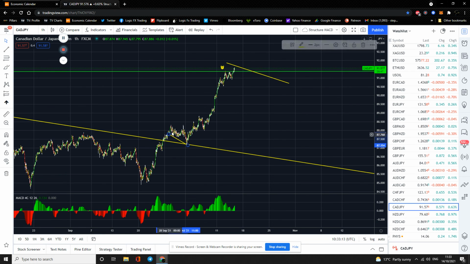CAD yen. Looks like an ending diagonal. There's your divergence. I know they've got that little spike in the end there, guys. This could well correct, so I wouldn't be trying to trade that. If it were to give us a correction and everything else stayed the same, oops, that's a worry.